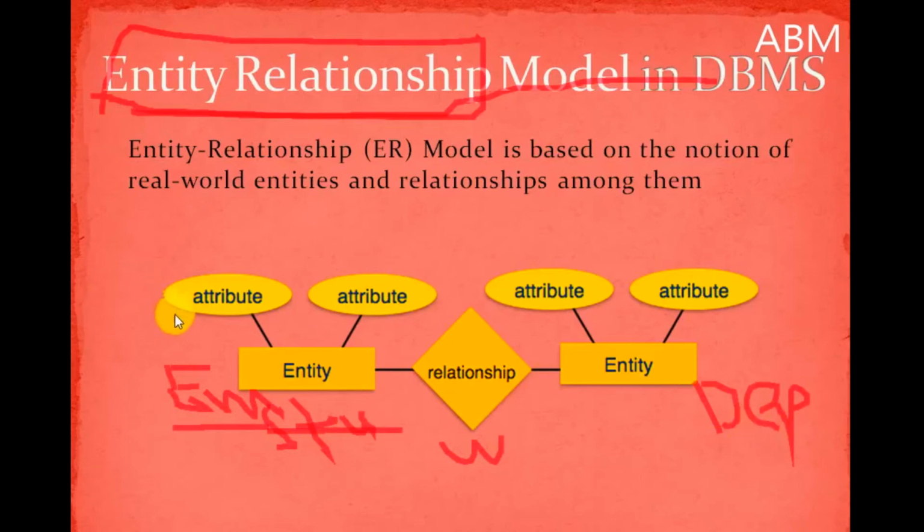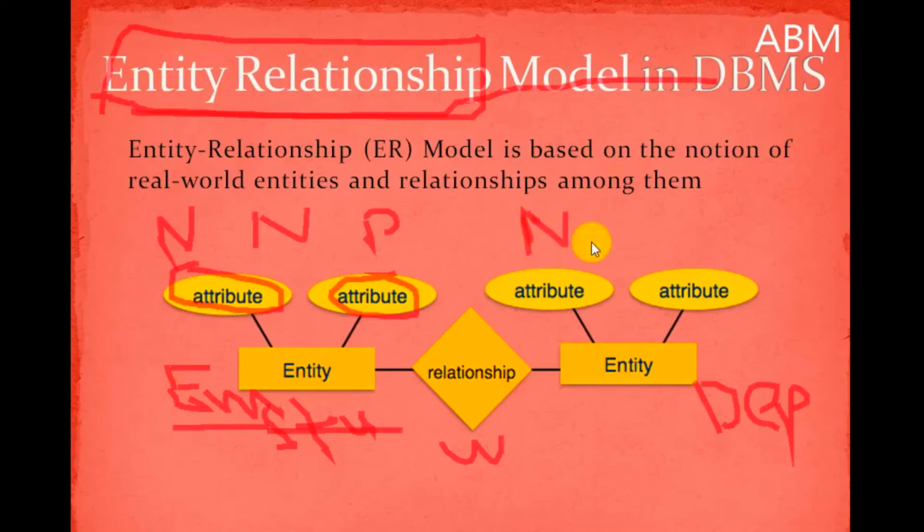So the entities, this shows the attributes of the entity. For example, the name of the employee, the number of the employee, the post held by the employee, and the department entity may have the name of the department and the number, etc. There may be different types of attributes which may be used.